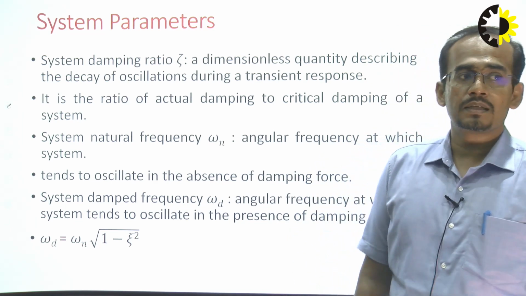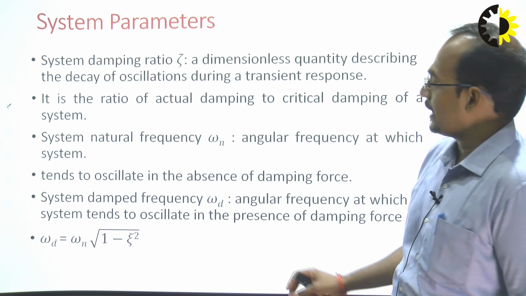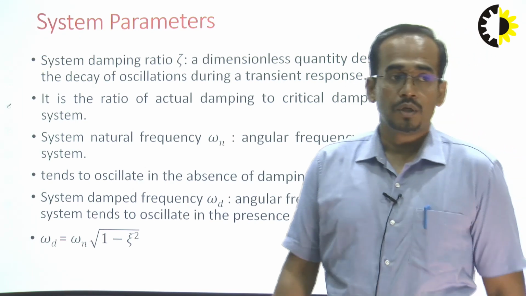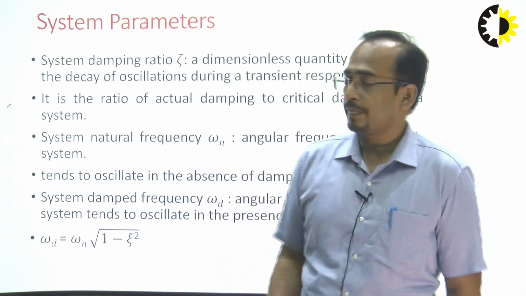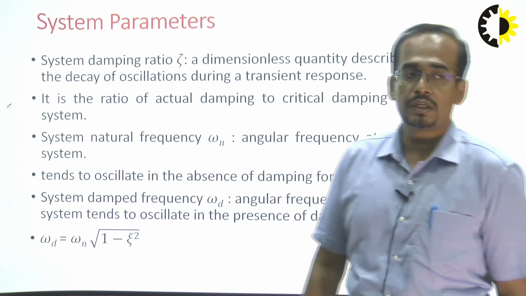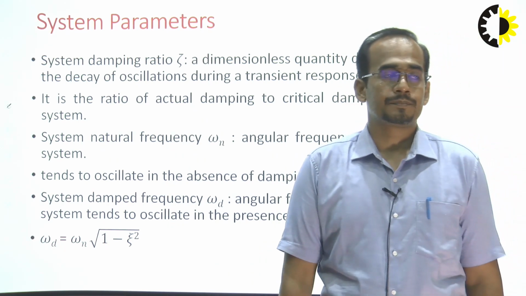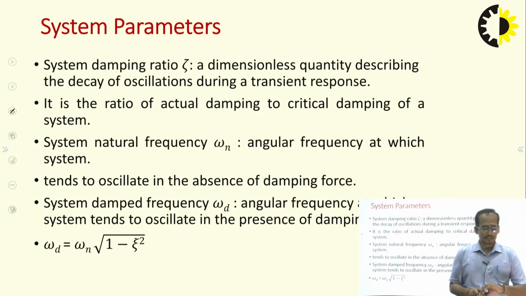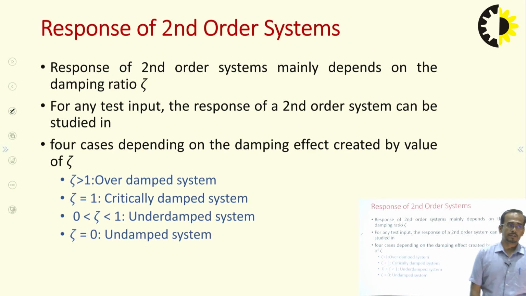Next is the system damped frequency. This is again the angular frequency at which the system tends to oscillate in the presence of damping force. So the relation between the natural frequency, damping ratio and damped frequency is omega d is equal to omega n under root 1 minus zeta square. So this is the relationship between damped frequency and natural frequency.